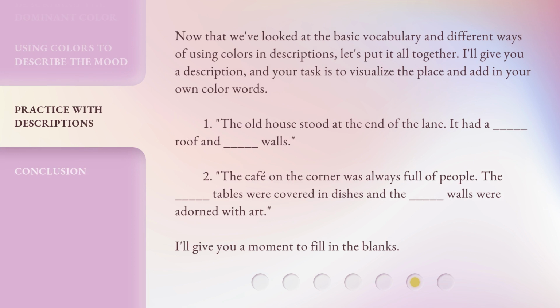Now that we've looked at the basic vocabulary and different ways of using colors in descriptions, let's put it all together. I'll give you a description, and your task is to visualize the place and add in your own color words. 1. The old house stood at the end of the lane. It had a blank roof and blank walls. 2. The cafe on the corner was always full of people. The blank tables were covered in dishes and the blank walls were adorned with art. I'll give you a moment to fill in the blanks.